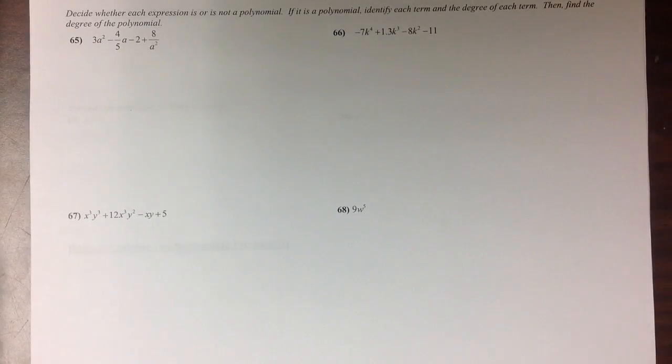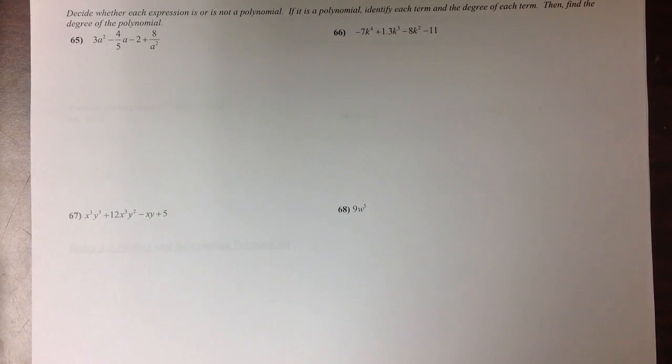Now let's try some examples. So the directions on these for problems 65 through 68 say, decide whether each expression is or is not a polynomial. And if it is a polynomial, identify each term and the degree of each term. Then find the degree of the polynomial.